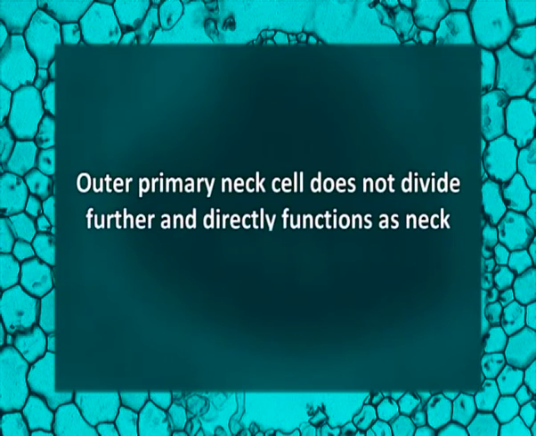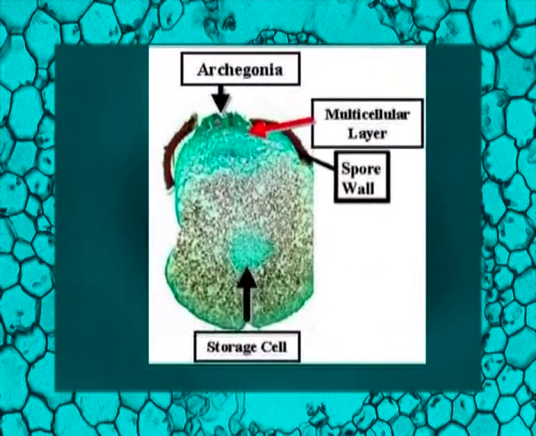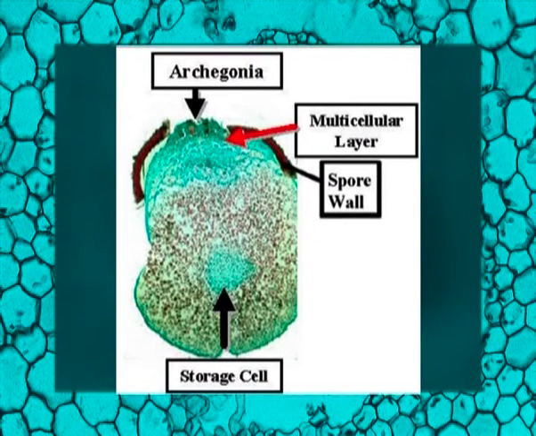In the meantime, the central cell divides by a periclinal wall and an outer primary neck canal cell and an inner primary ventral cell are established. The former does not divide further and directly functions as the neck canal cell, whereas the latter divides transversely into a ventral canal cell and an egg cell.